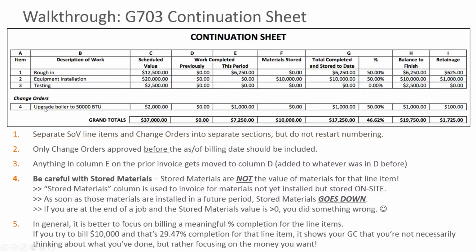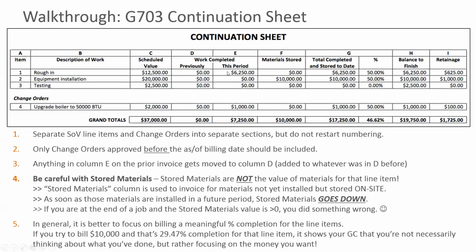2, on the change orders, only include change orders that are approved, and even then, only include change orders that were approved as of the time of the billing. So if you're billing as of September 30th, let's say October 15th, and a change order is approved on the 10th of October, do not include that change order. You're going to cause reconciliation problems in your GC system.